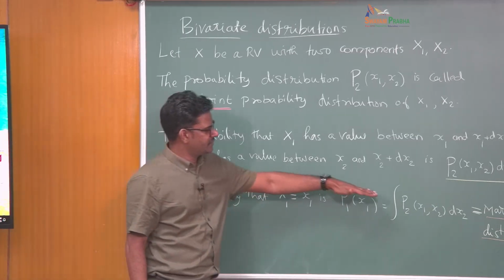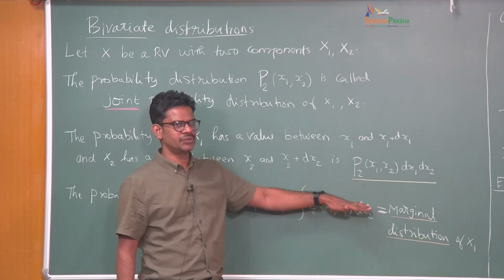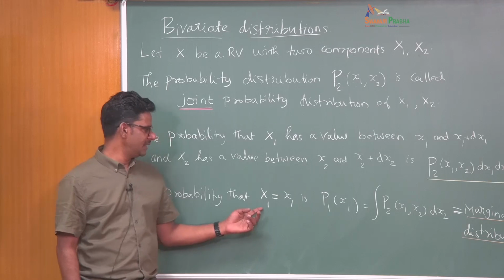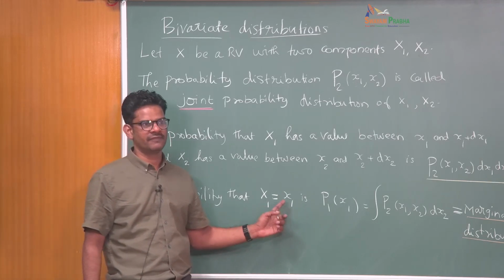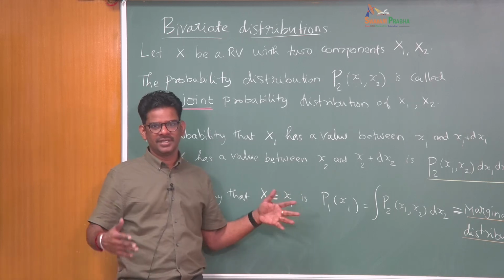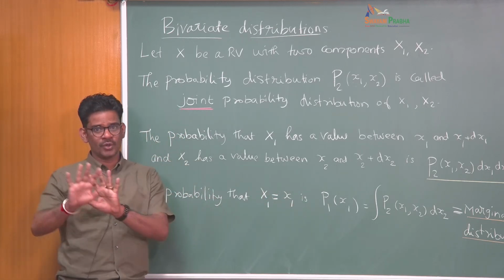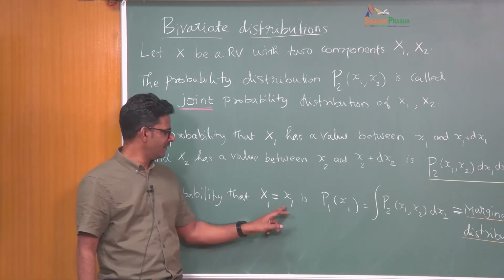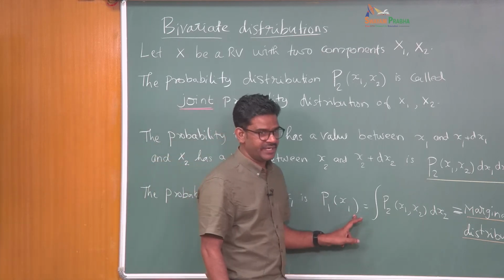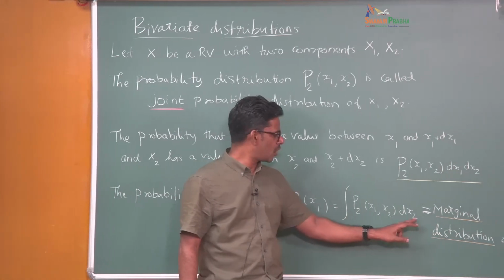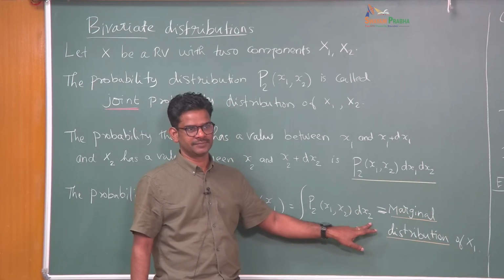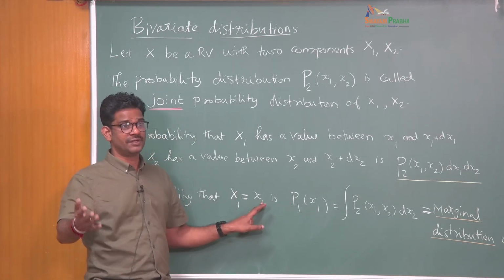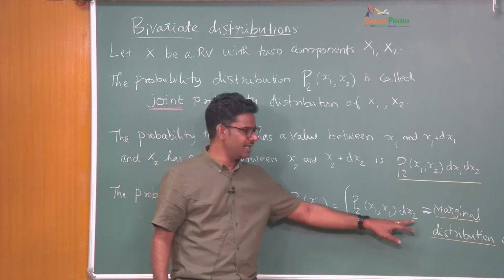Now, once we have defined the joint distribution function, we can also define some other subsets. For example, you are interested in the probability that X1 will take a value of small x1 regardless of the values of X2. X2 can take any value. You are not worried about the distribution of X2, you are only looking at the probability that this random variable will take the value x1, and that is obtained by integrating the joint distribution function over all possible x2. So you obtain it by integrating out all possible x2 values.